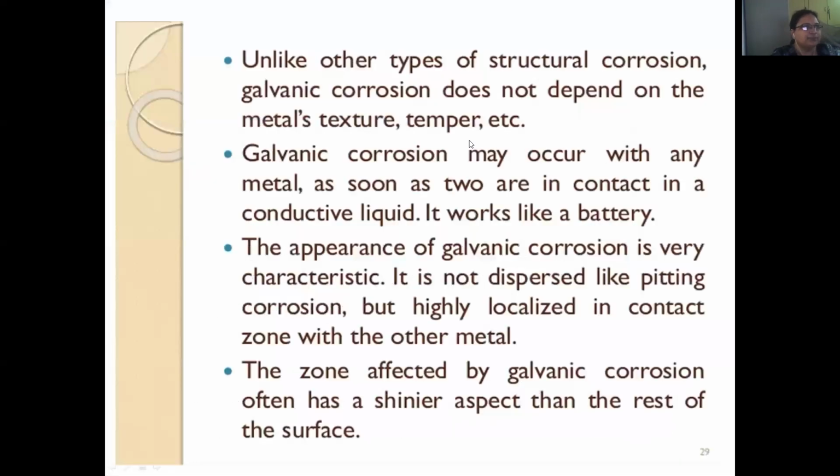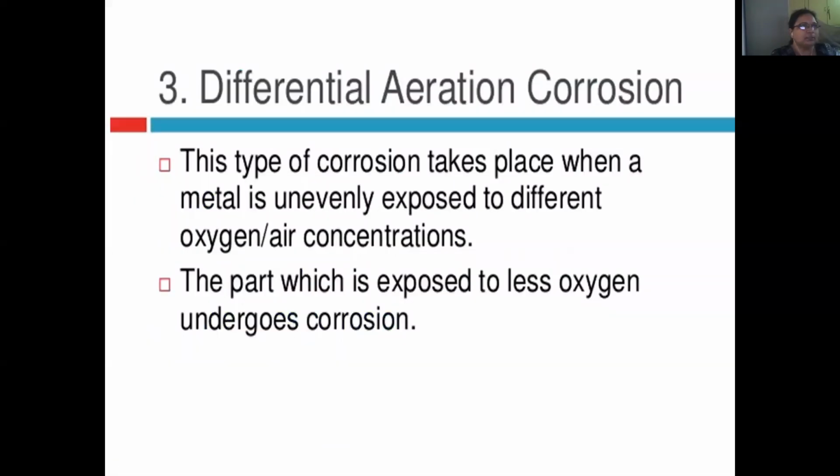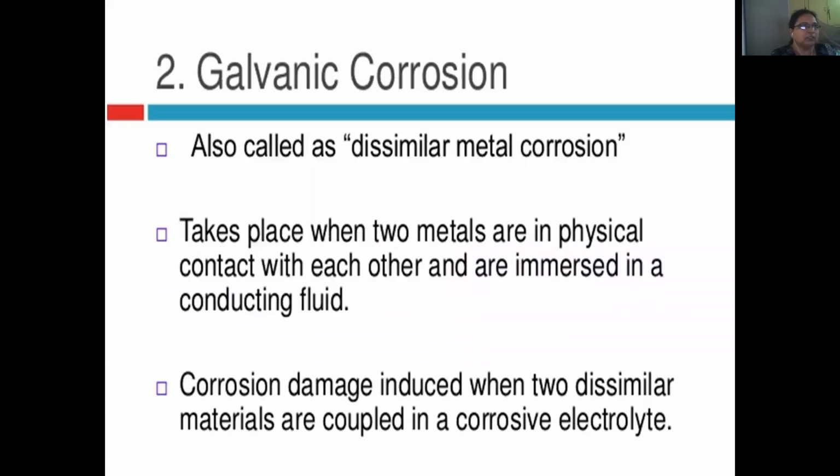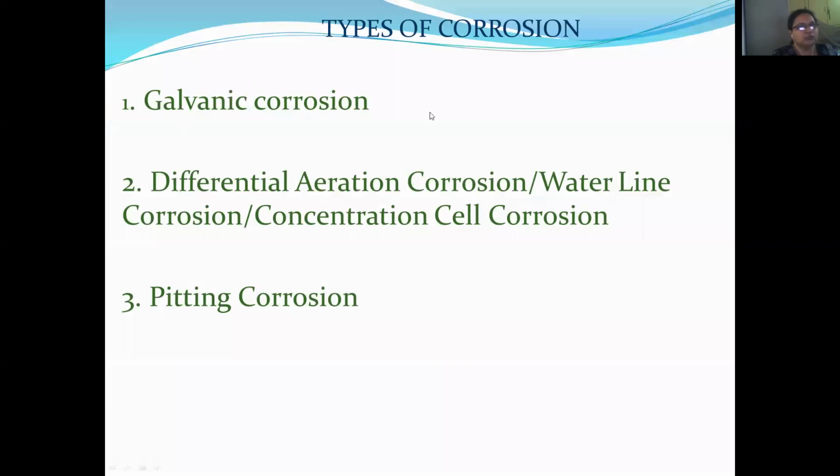Then examples you can give: for galvanic corrosion, zinc and copper; for differential aeration corrosion or waterline corrosion, water filled in a beaker; and for pitting corrosion, iron as an example where rust formation takes place. For pitting corrosion, you can write the absorption of oxygen also. The same thing can be written for pitting corrosion also.